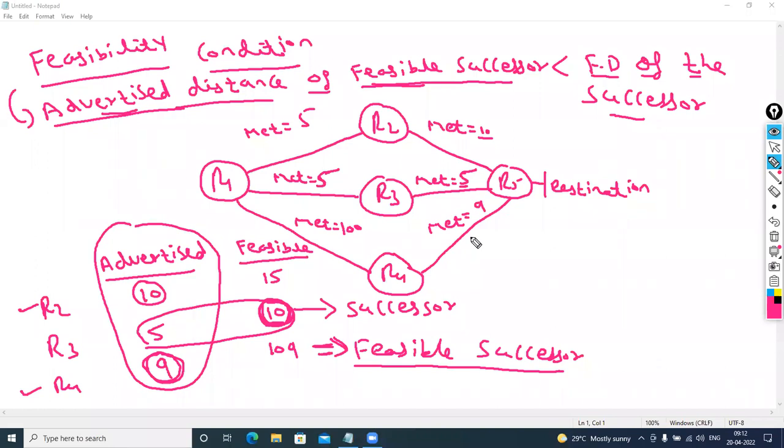Sir, in case R4 also had an AD of 10? Then in that case, there is no feasible successor at that point of time, only a successor. It must satisfy this condition. If it is not satisfying this condition, then your backup path will not be installed in your topology table. Any chance that two are equal to this? Load balance. We have equal cost and unequal cost load balance. I'll show you that time.